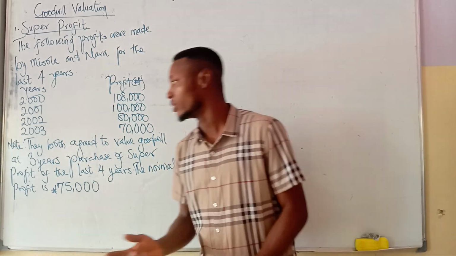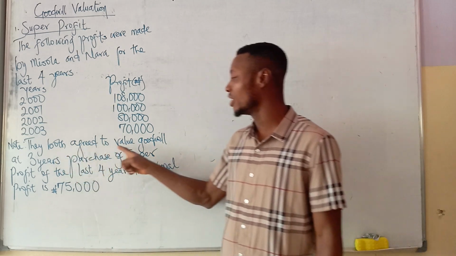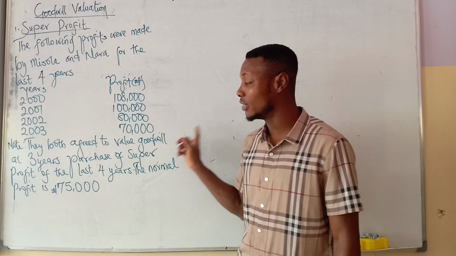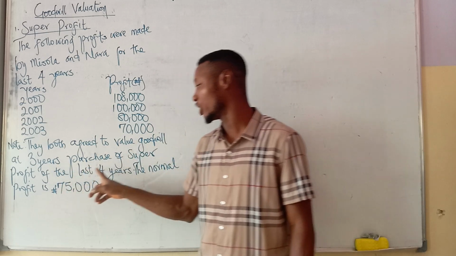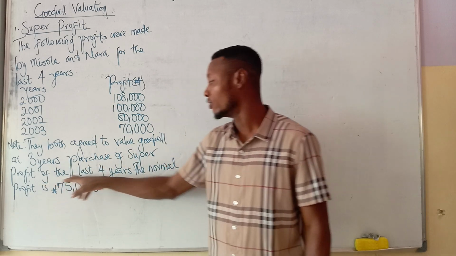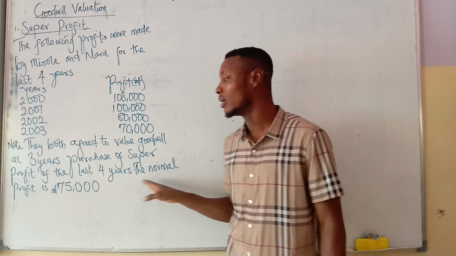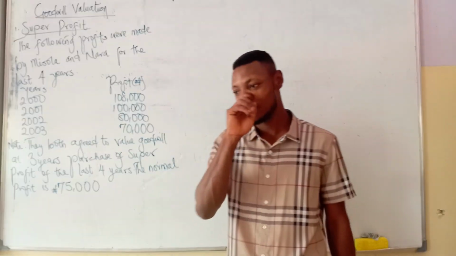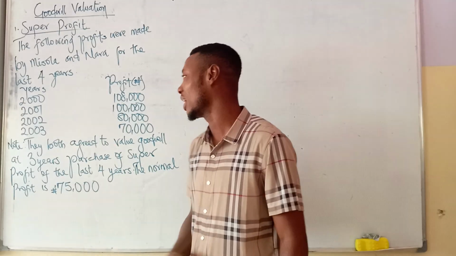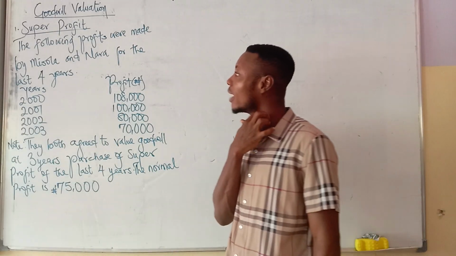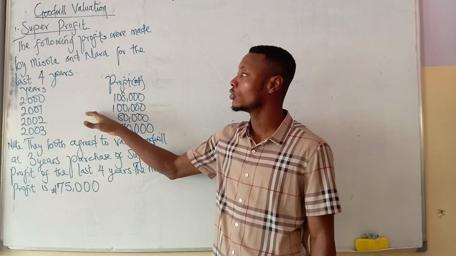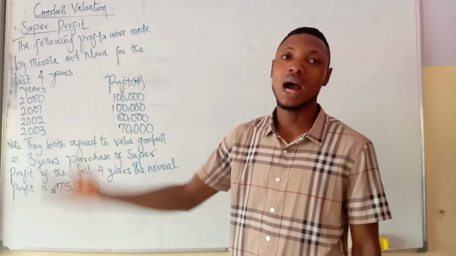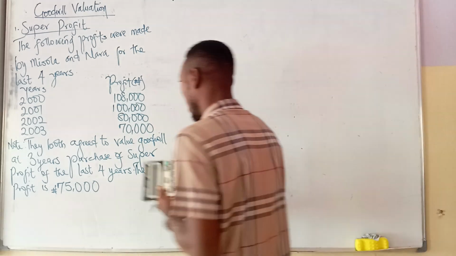Now, there is a caveat to this. It says that they both agreed to value goodwill at 3 years purchase of super profits of the last 4 years. The normal profit is 75,000 naira. That is the normal profit that they earn or obtain in that business. Now, the first thing we are to do when calculating the super profits is to find a simple average.